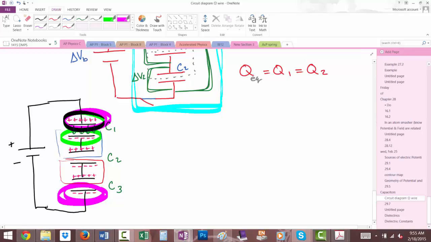In the last one, charge added and voltage was constant, right? That's what we're doing. In this one, it's flipped. That's why it does what it does.